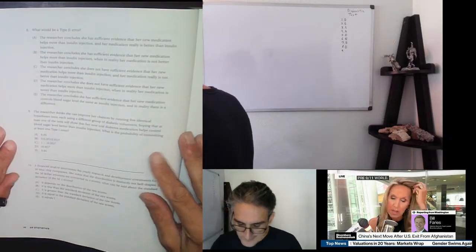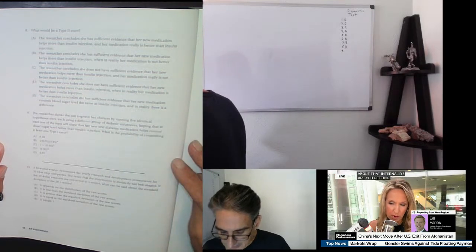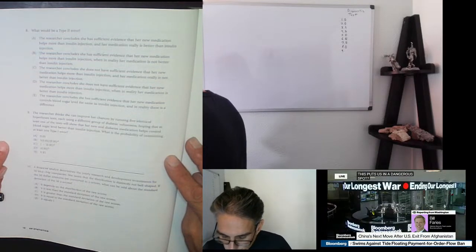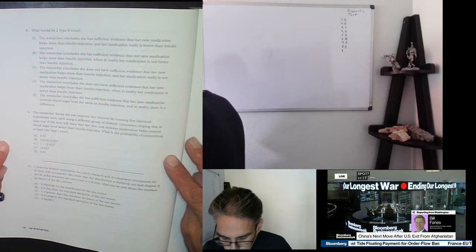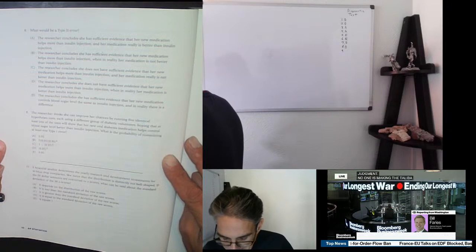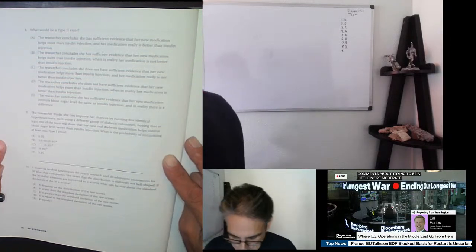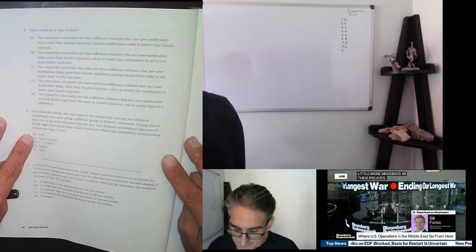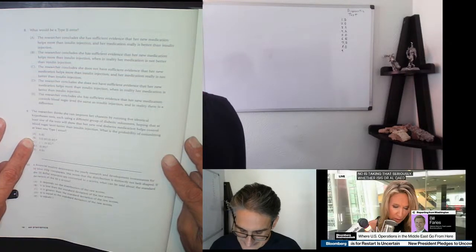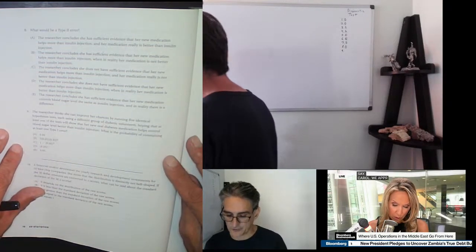The researcher thinks that she can improve her chances by running 5 identical hypothesis tests, each using a different group of diabetic volunteers, hoping at least one of the tests will show her new oral diabetes medication can help control blood sugar level better than insulin injection. What is the probability of committing at least one type 1 error? I think that's a fantastic question. A, 0.5. Okay, this is a really good question.